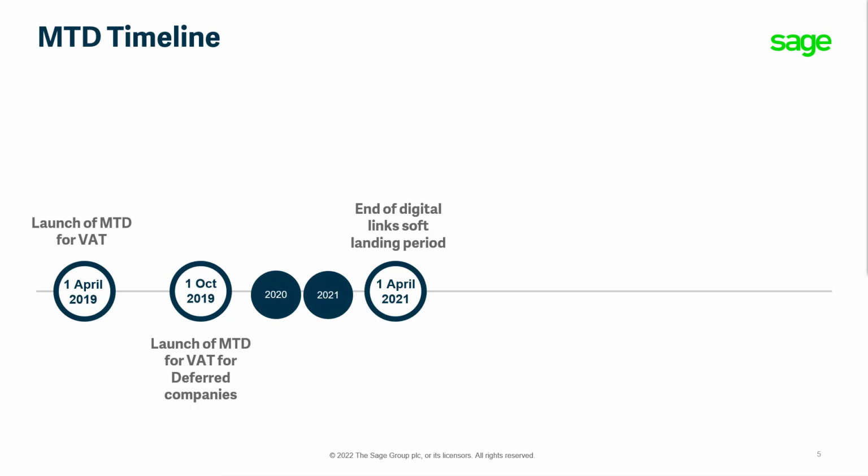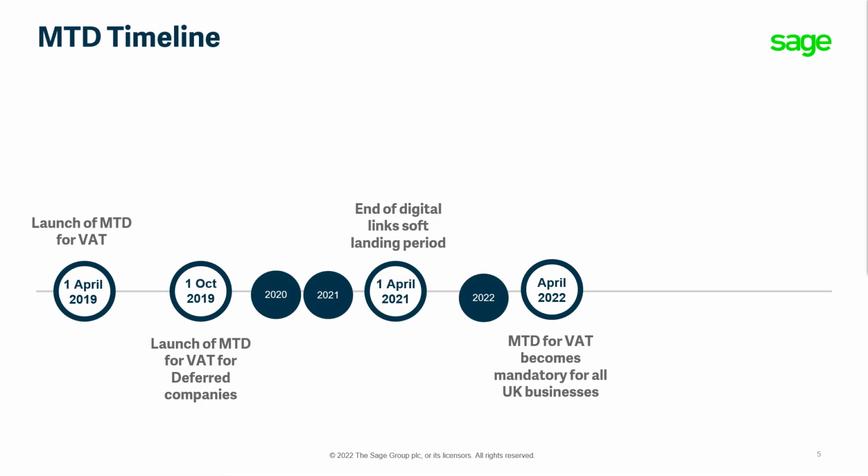As this is a considerable change for many businesses, there was a soft landing period for this, which was due to end on the 1st of April 2020. However, due to the COVID pandemic, it was extended to April 2021. The next step is due in April 2022. Making Tax Digital submissions will become compulsory for all VAT registered businesses, including those who have voluntarily registered for VAT.